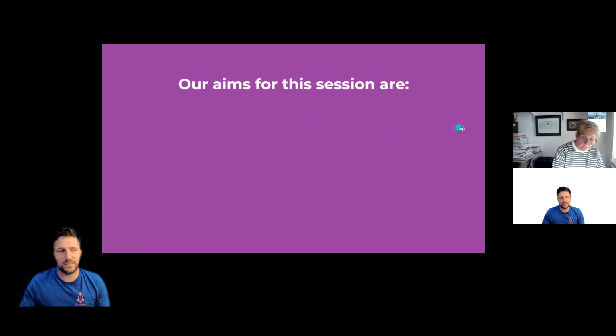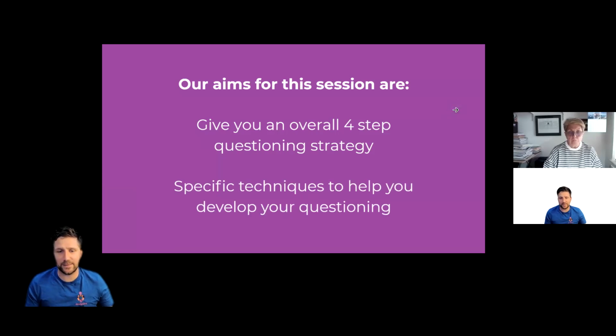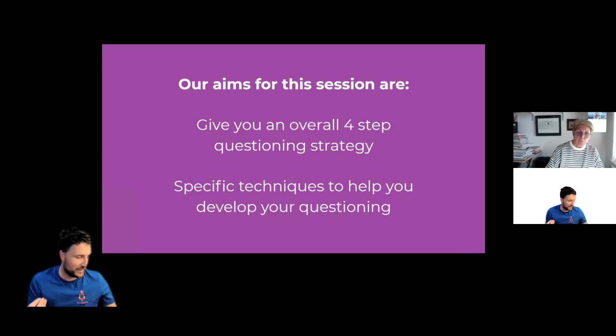And we are focusing today all around questioning. So our aims for today's session, I aim to give you an overall 4-step questioning strategy and some specific techniques to help you develop your questioning. Now, I'm really passionate about questioning as part of our teaching or tutor toolkit. I think it is arguably the most powerful, important tool we have at our disposal to help our students.